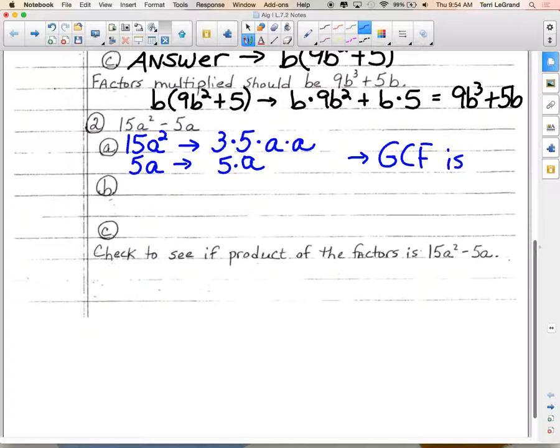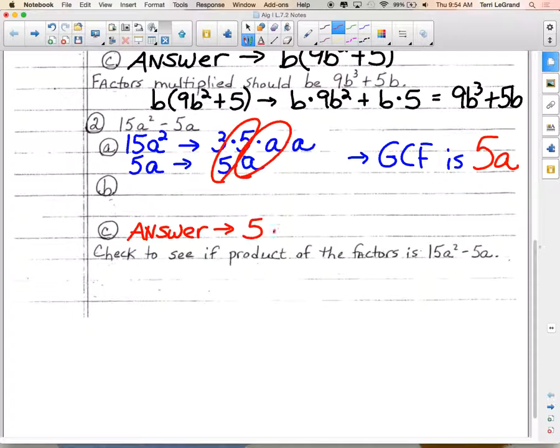So what's the GCF for this one? 5. Okay. They have a 5 in common, but they also have an a in common, so our GCF is 5a. So maybe the safe thing to do is this. Start your answer so you don't forget about that. That's part of the factored name. We do not want to forget it. It's our monomial factor up front.